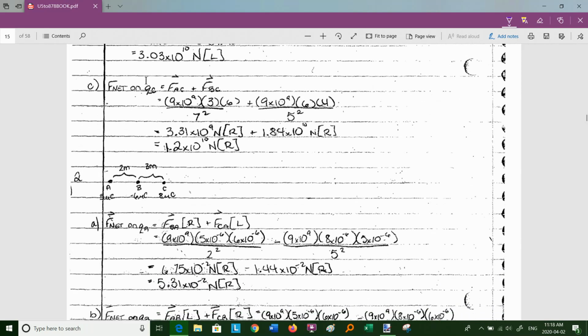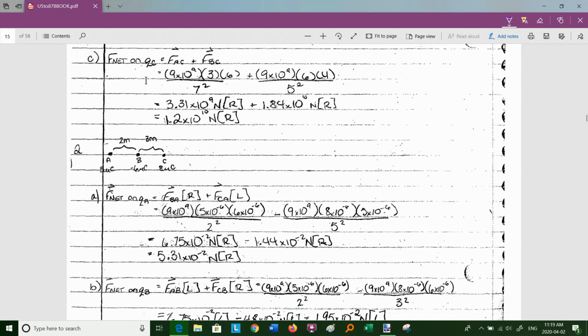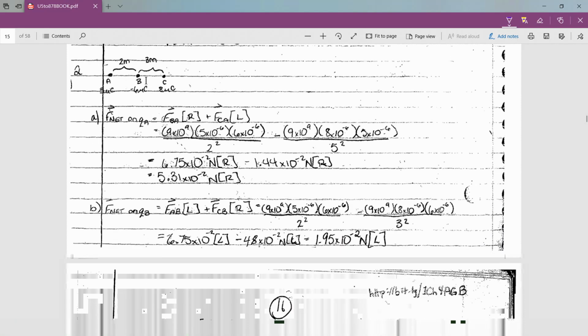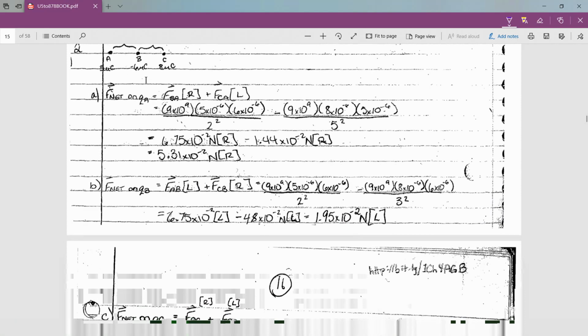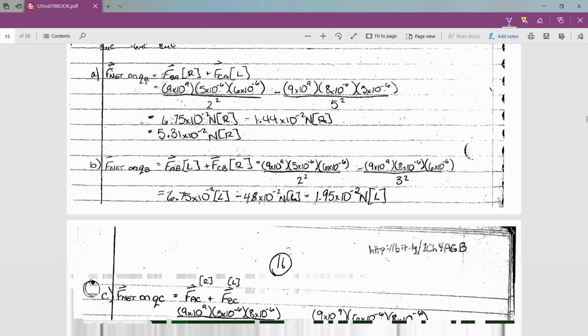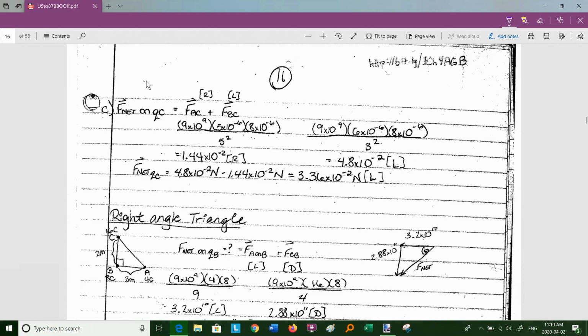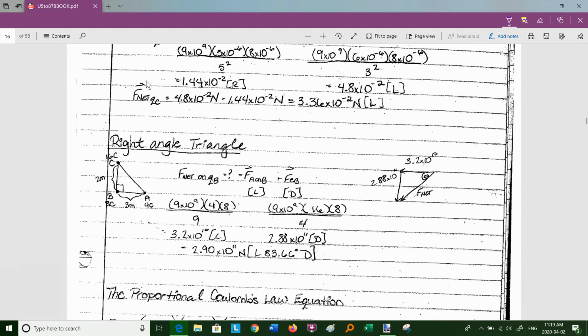Then example 2 is another collinear case where there's a charge in the middle which is negative, and I'm going to let you try that one on your own. Okay, and if you have questions, make sure to email me or SB me if you can't do that. Okay, then I'm going to page 16.